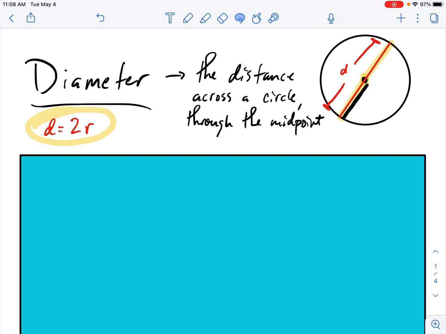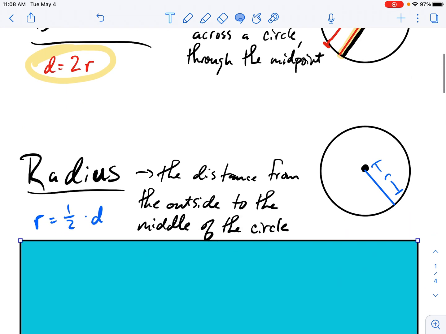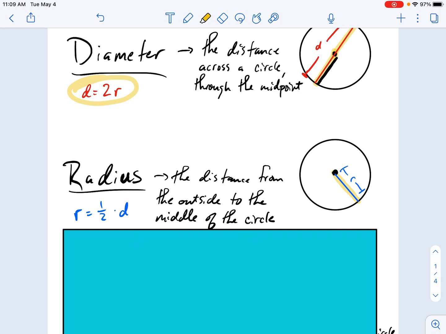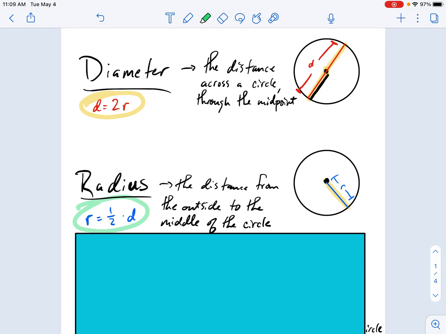So that brings us to our next word, which is radius. And the radius is the distance from the outside of a circle to the middle. So you can see that if the diameter is the full distance across a circle, the radius is just half that. So over here, our radius equals 1/2 times the diameter, or the diameter divided by 2. So it's really important that you know these words. You're going to be seeing these words a lot.